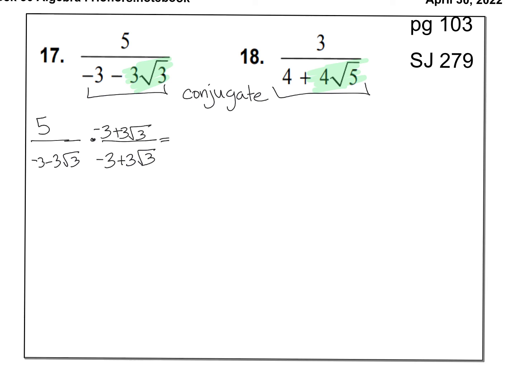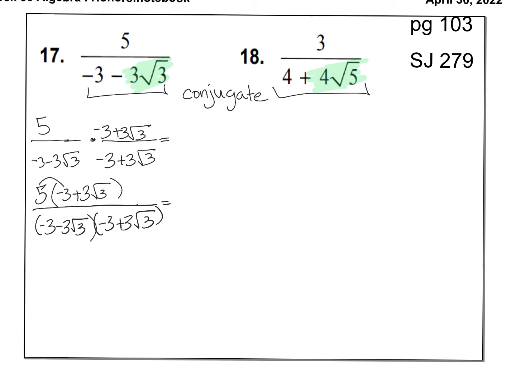Now I'm going to distribute in the numerator. Actually, I'm going to show you what that looks like. That's 5 times -3 plus 3 square root of 3 in the numerator. Then in the denominator we have -3 minus 3 square root of 3 times -3 plus 3 square root of 3. I'm going to distribute in the numerator. So 5 times -3 is -15. 5 times 3 is 15, so plus 15 square root of 3.